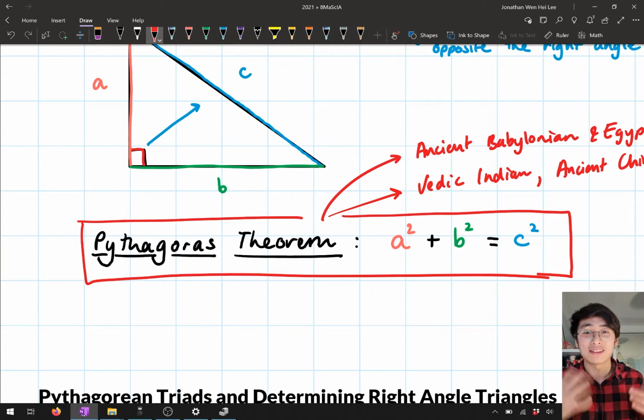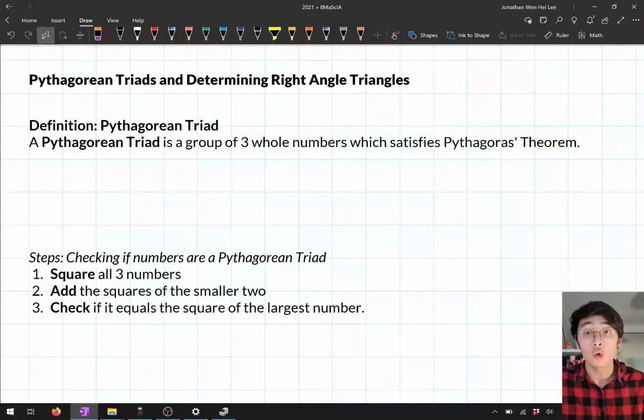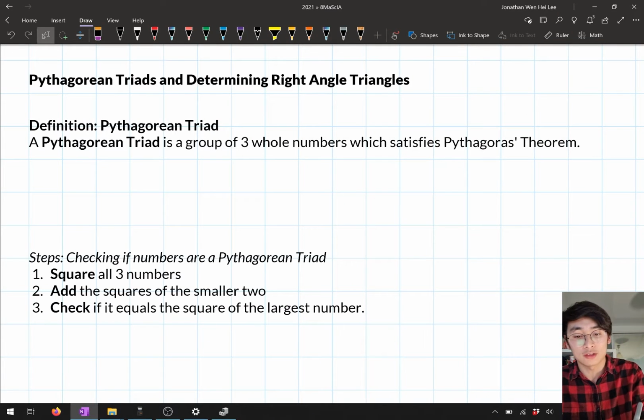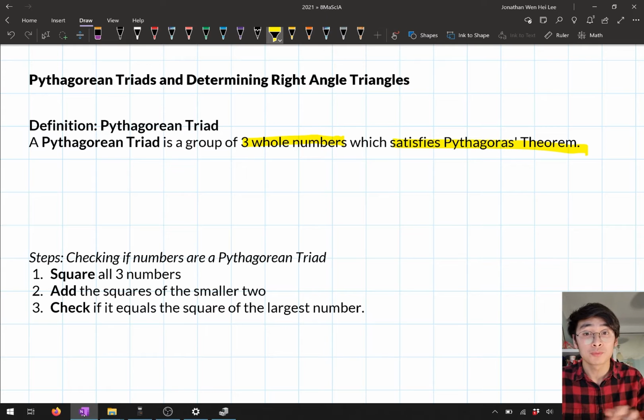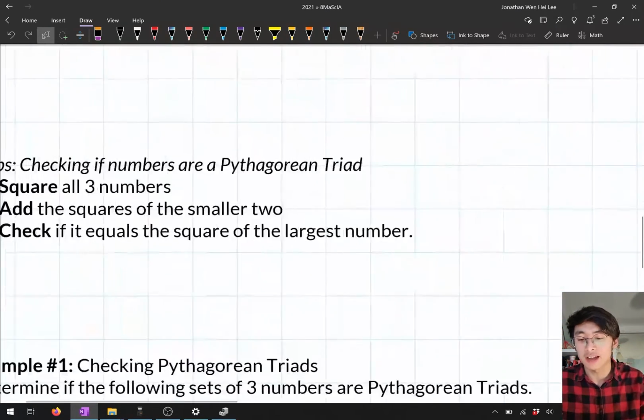So the first thing we're going to talk about is a thing called a Pythagorean triad. Now here, a quick definition. A Pythagorean triad is a group of three whole numbers which satisfy Pythagoras' theorem. So if I can find three numbers that when I square two of them and add them together, it gives me the square of the last number, that satisfies this condition of Pythagoras' theorem, and so is called a Pythagorean triad.